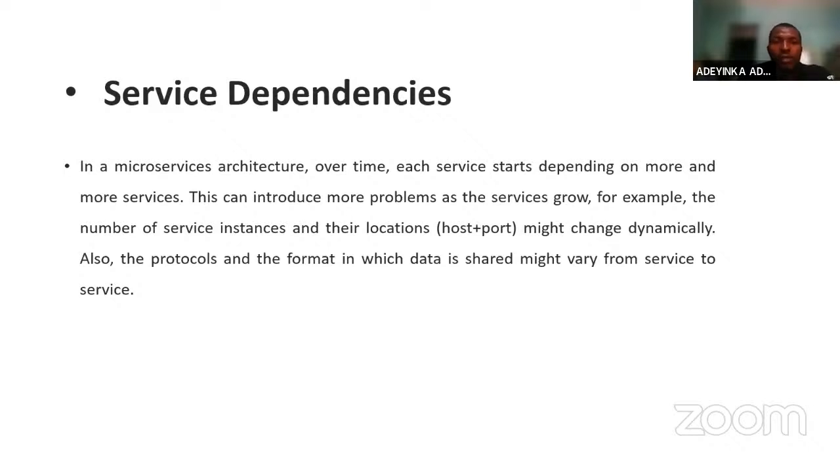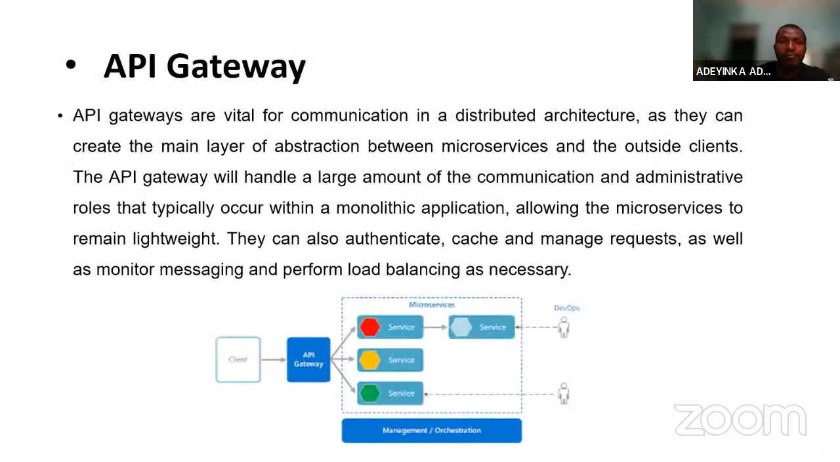Then you have to cater for service dependency. In a microservice architecture, over time, each service starts depending on one or more services. This can introduce more problems as the services grow. For example, the number of service instances and their location might change dynamically. Also, the protocols and the format in which data is shared might vary from service to service.